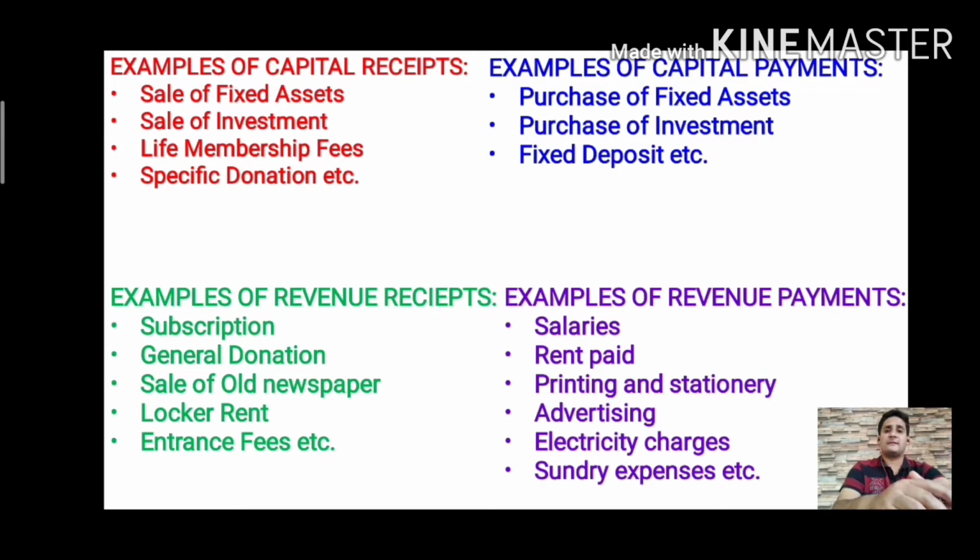Revenue payments: salaries, rent paid, printing and stationery, advertising, electricity charges, sundry expenses. So these are all revenue payments. These are the examples you have to remember while preparing receipts and payments account: which items or transactions are recorded on the receipt side and which transactions are recorded on the payment side.